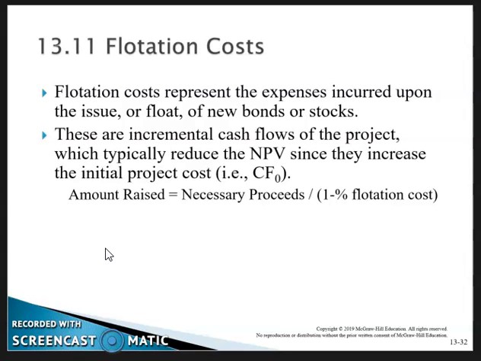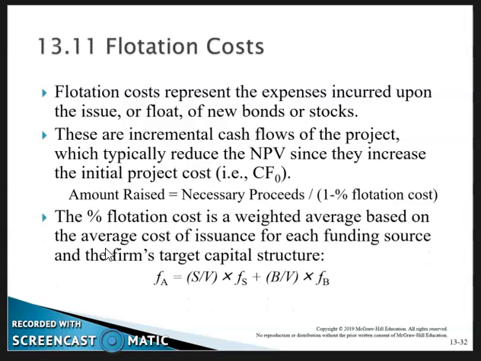Incremental cash flows of a project typically reduce the NPV since they increase the initial costs, i.e. the initial cash flow. So the amount raised, or the issue size, is the needed proceeds divided by 1 minus the percent flotation costs. The percent flotation cost is a weighted average based on the cost of issuance of each funding source.